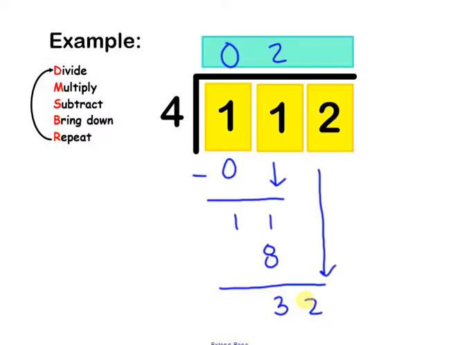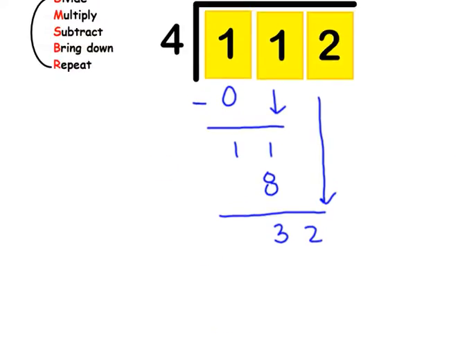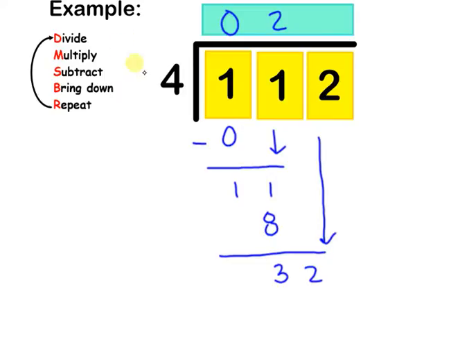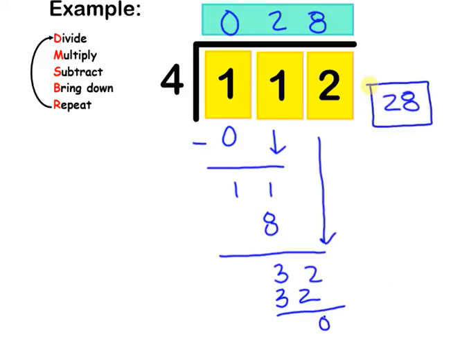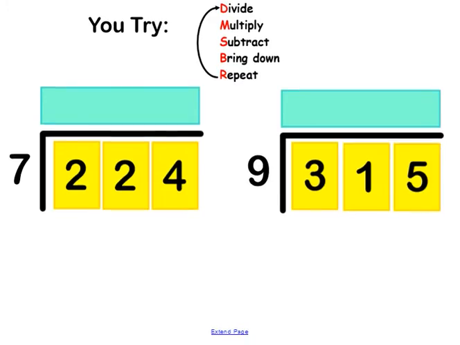Bring down the 2. How many times does 4 go into 32? 8. 8 times 4 is 32. 0. Nothing else to bring down. My final answer is 28. All right, go ahead and you try these two.